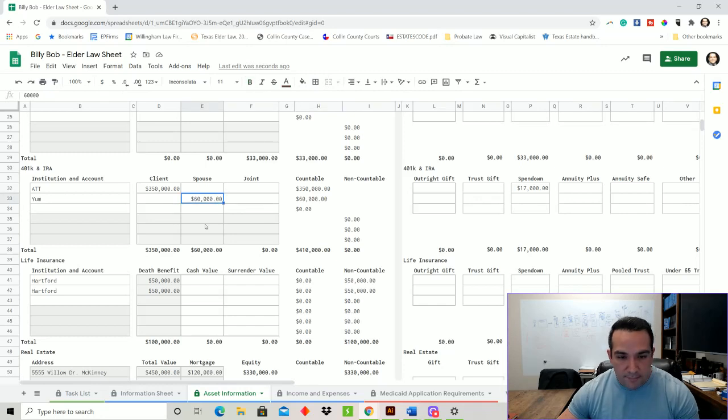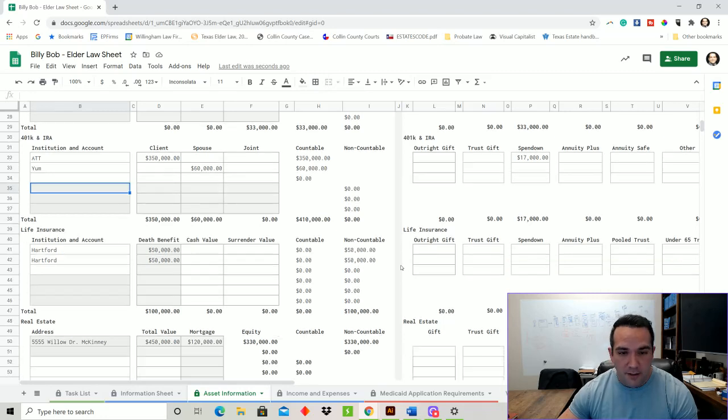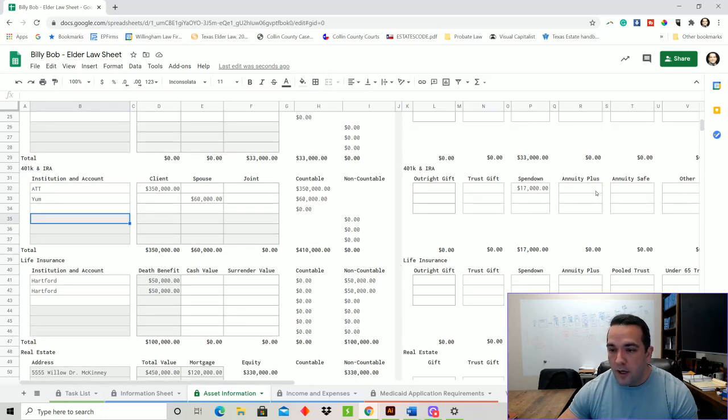Now I need to do something with these two things. Luckily, in the state of Texas, there is a thing called a Medicaid annuity that we can use to try to get around it. I call this the Annuity Plus system. So we're going to take all this out down here and leave that, but over here we're going to take the Annuity Plus, and we took the spend down of $17,000.